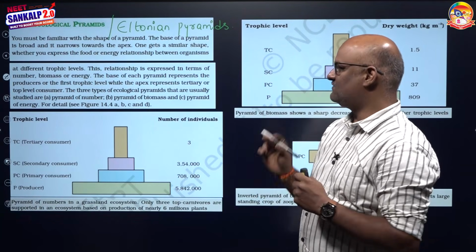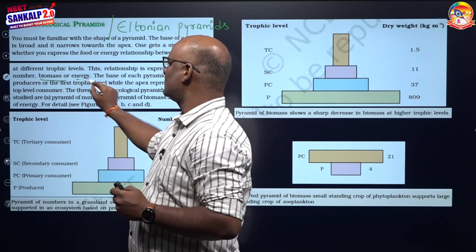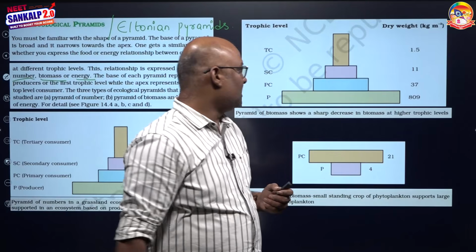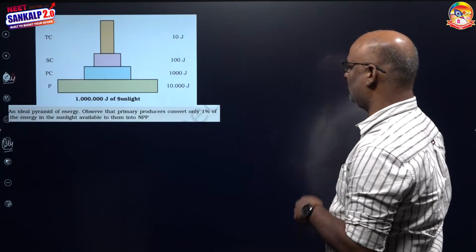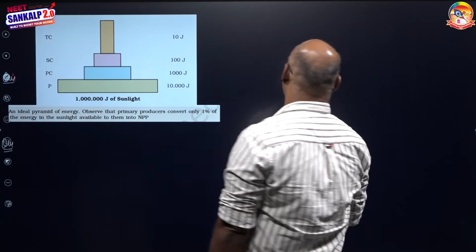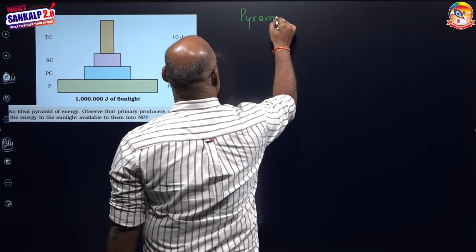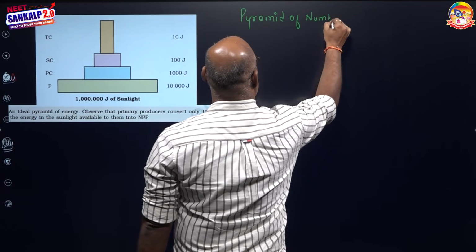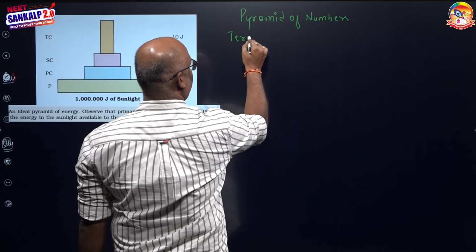Now, in these pyramids, we have different types: pyramid of number, pyramid of biomass, and pyramid of energy. Let us take the pyramid of numbers first. The pyramid of number for terrestrial ecosystems, if you talk about terrestrial ecosystems.